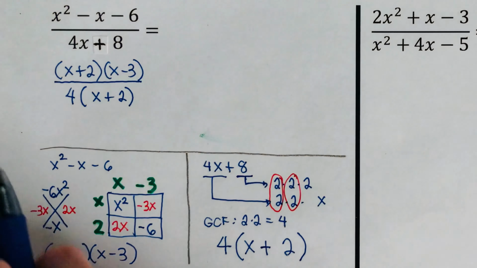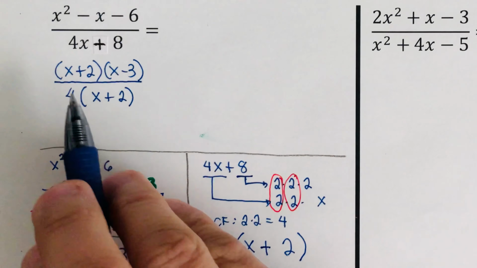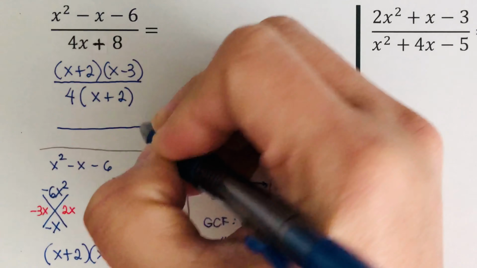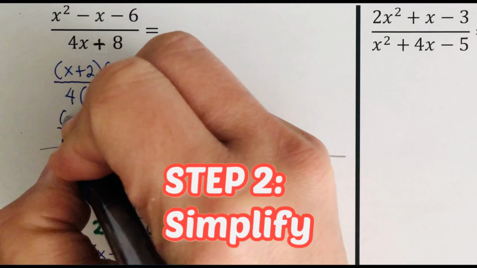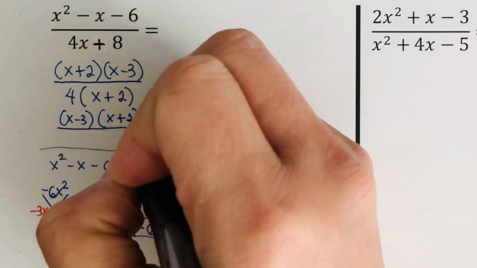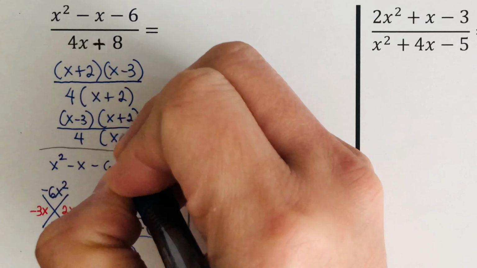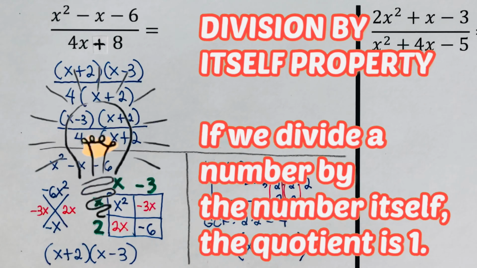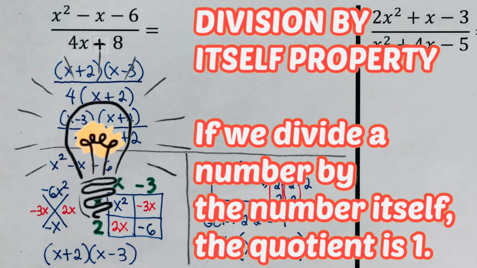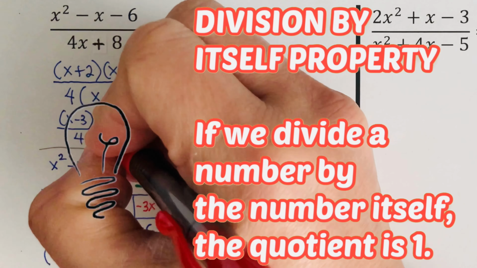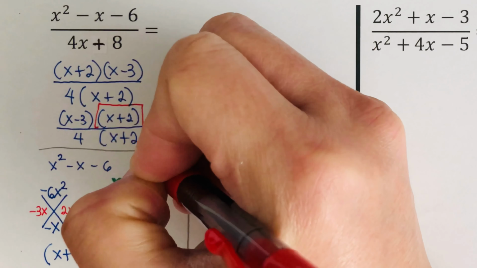Then we can actually rearrange this. You can just cross this out right away, but I'm just gonna rearrange it. We can rewrite this as x minus 3 times x plus 2, over 4 times x plus 2. Then we're going to use the division by itself property, which states that if we divide a number by the number itself, then the quotient is 1. So this one right here is actually 1.